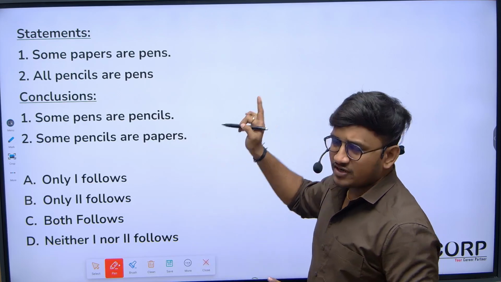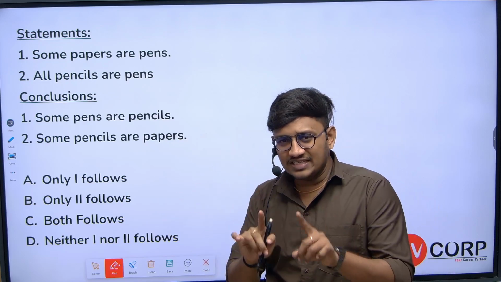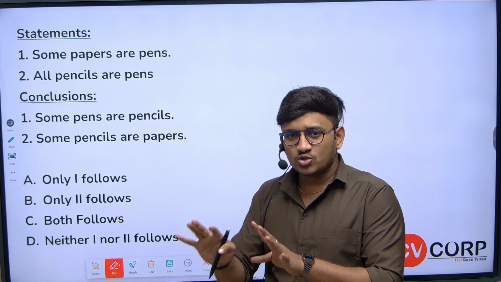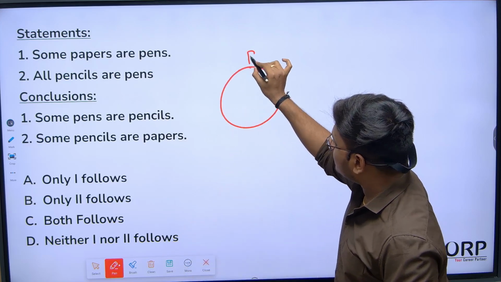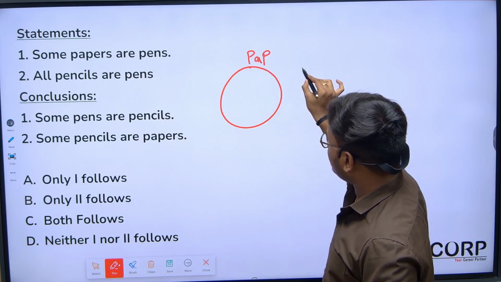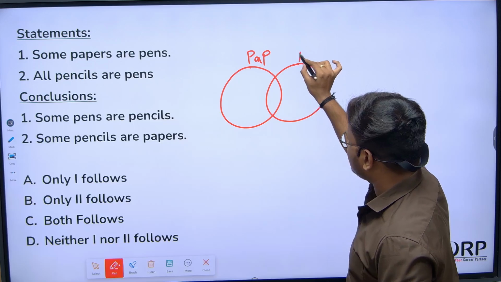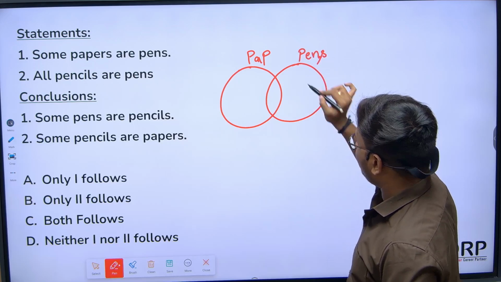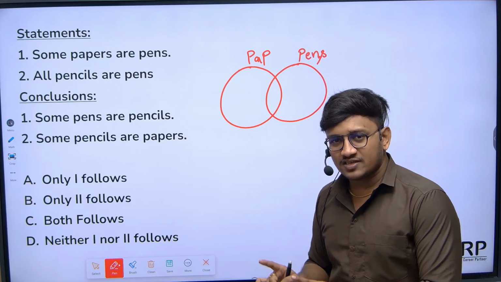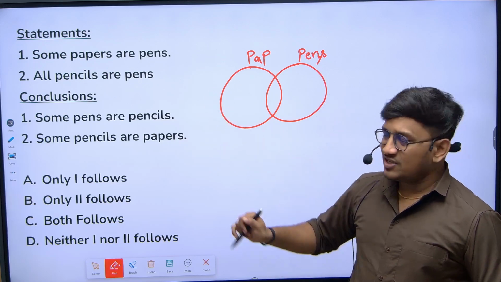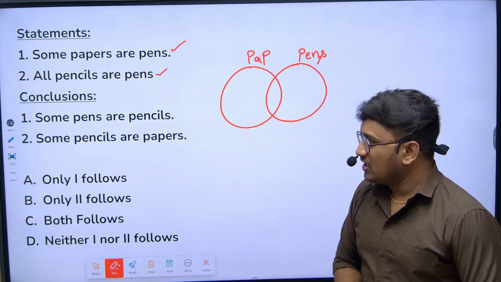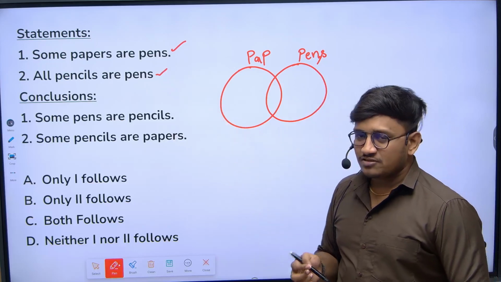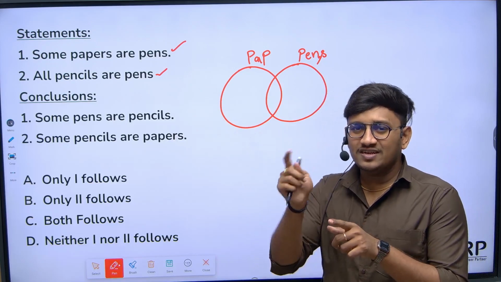I'm drawing a single diagram, no two diagrams. I'm just proving it is wrong, that's it. So I'm drawing some papers are pens. Some papers are pens. Am I clear about the first statement? Now the second statement, so this statement is done. I am drawing the diagram: all pencils are pens, means all pencils should be inside pens, right?